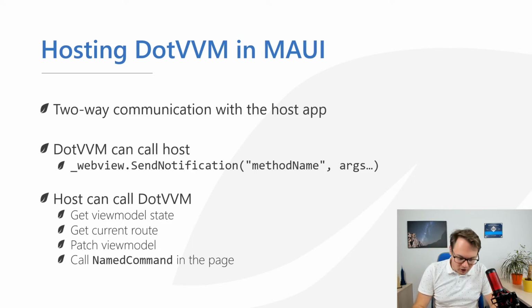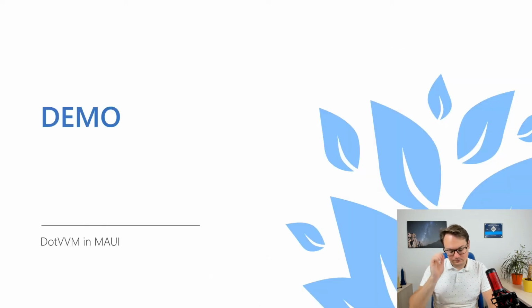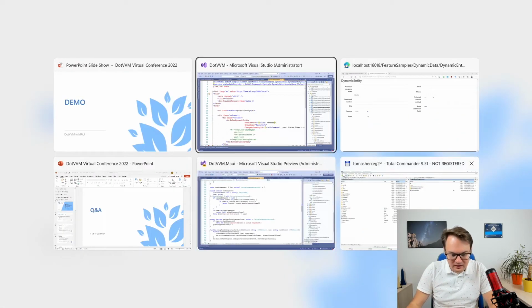And also the host app, the MAUI app, can look at what's going on in the DotVVM app. For example, it can look at its view model, get the route the application is currently on, and patch the view model with some changes, so it can modify the view model from the outside. It can also call a named command you declare in your page. That's the current state. Maybe we will add more features to communicate together. So let's look at how this works.